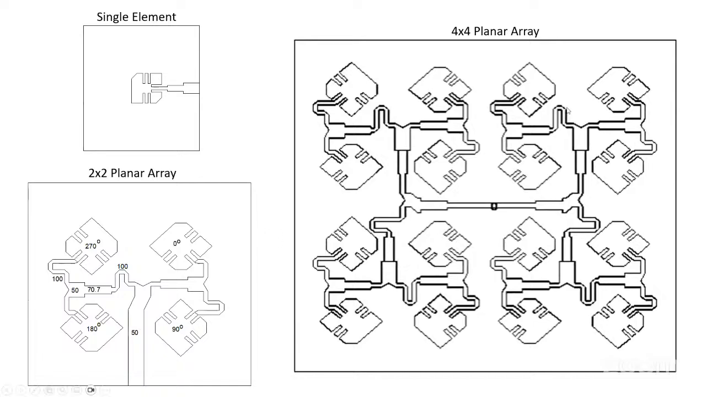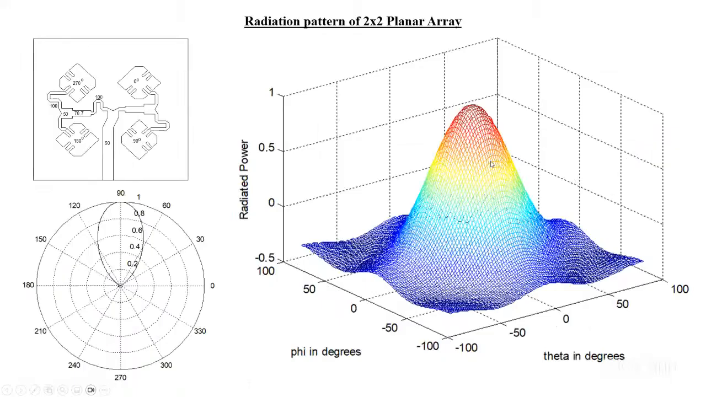So the right side one is the 4 by 4 planar array, which is designed as part of this activity. Okay, so the theoretical radiation patterns.